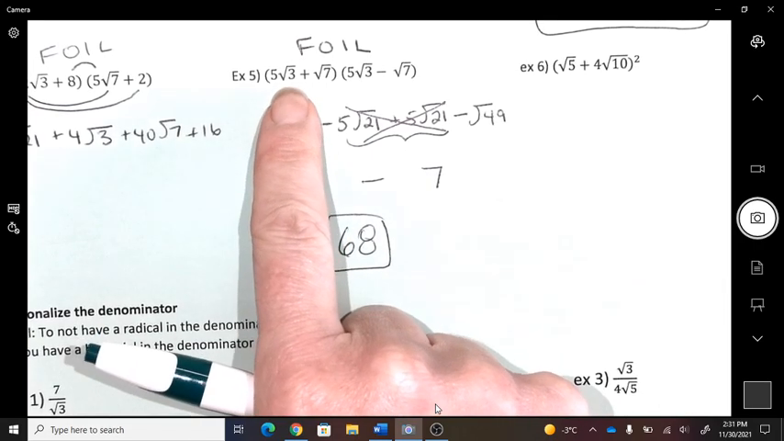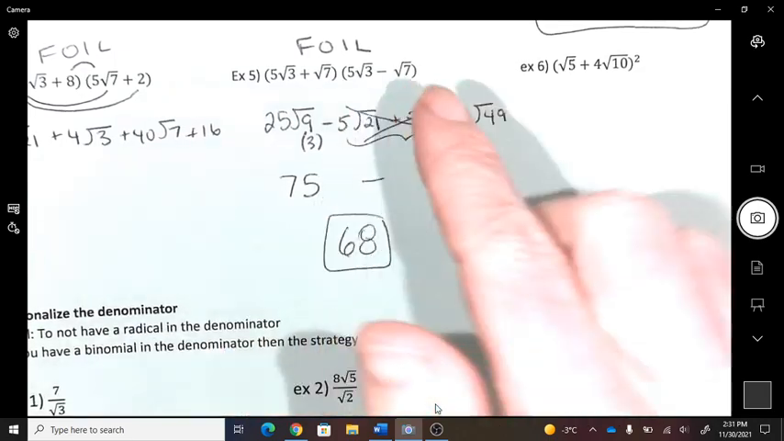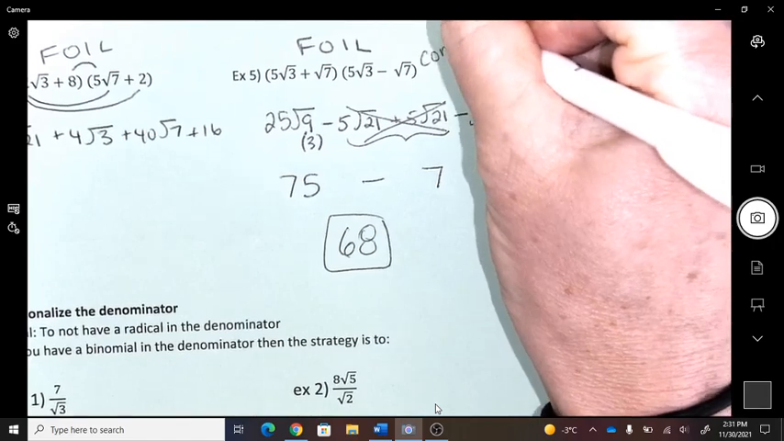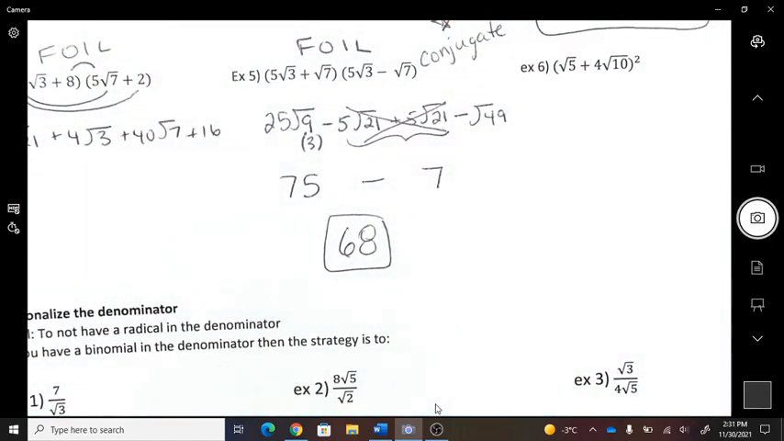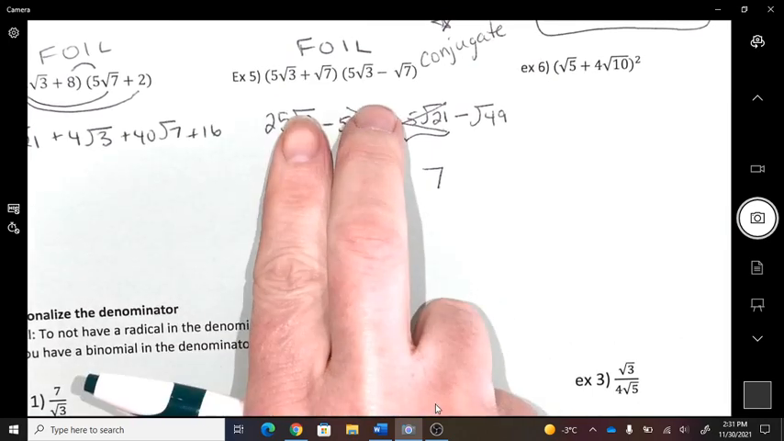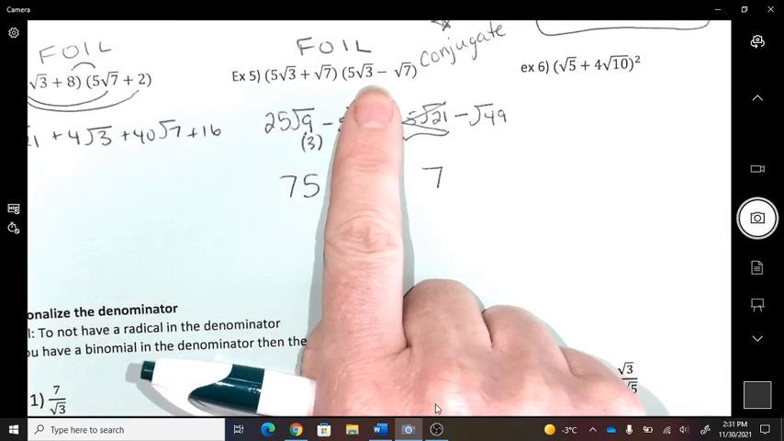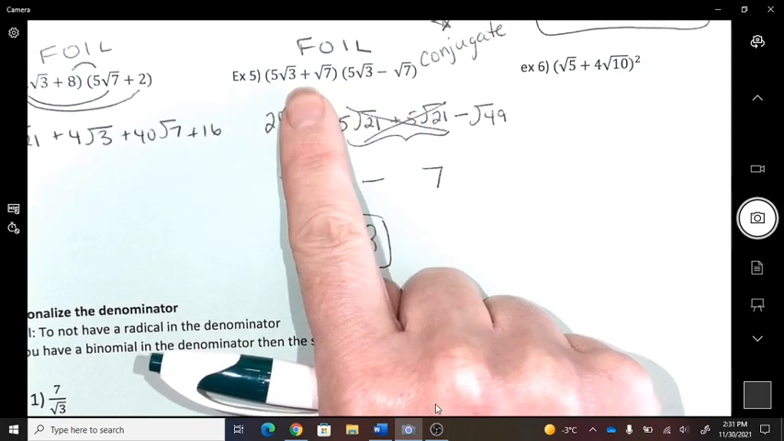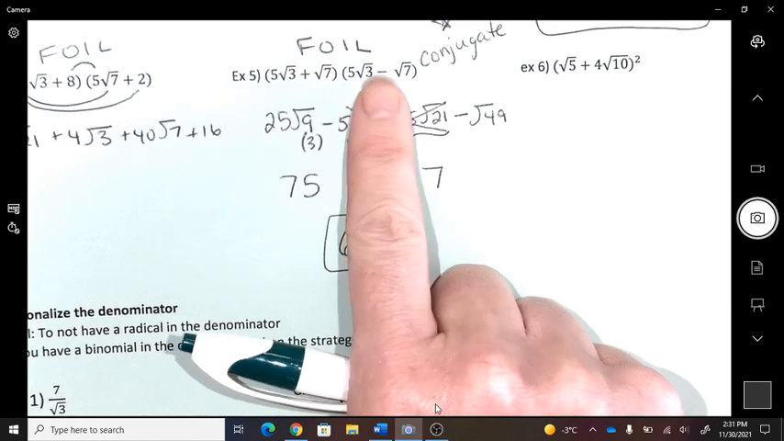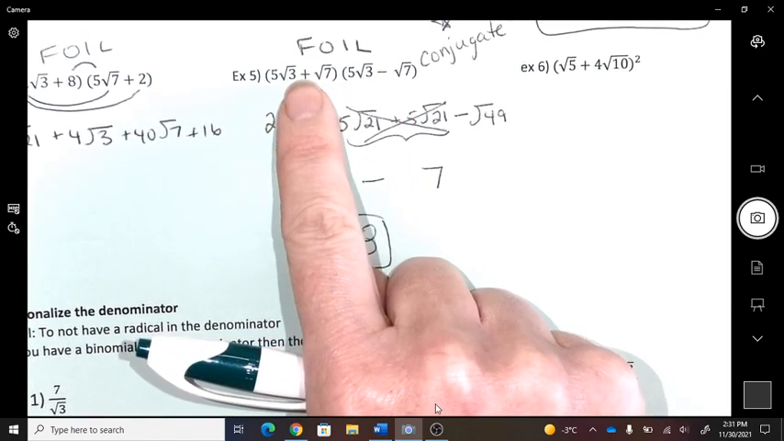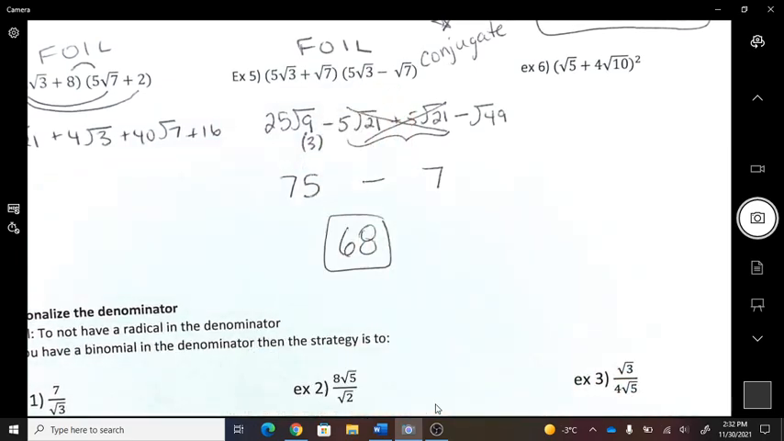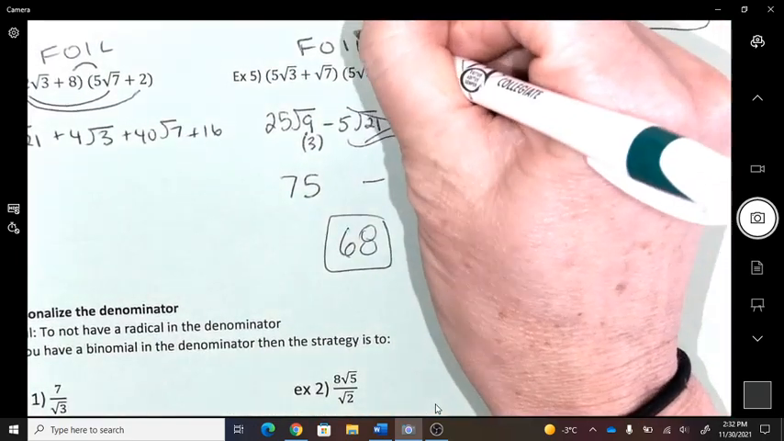Do you see this and this? They are the conjugates of each other. I'm going to be using that word. Okay, so what do you notice about when you look at this and you look at this? They're practically the same, but one's adding, one's subtracting. They're the same except for one will be a plus and one will be a minus. What do you think is going to happen when I have conjugates?